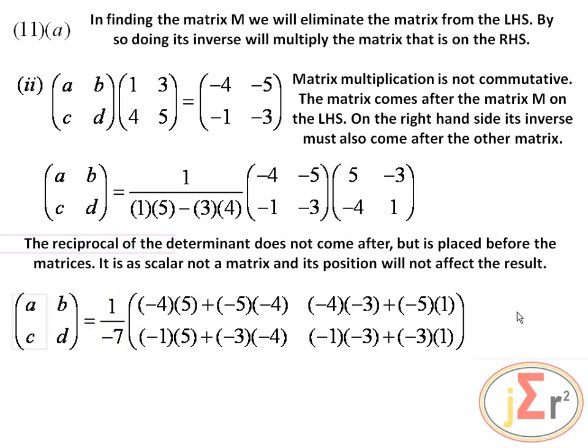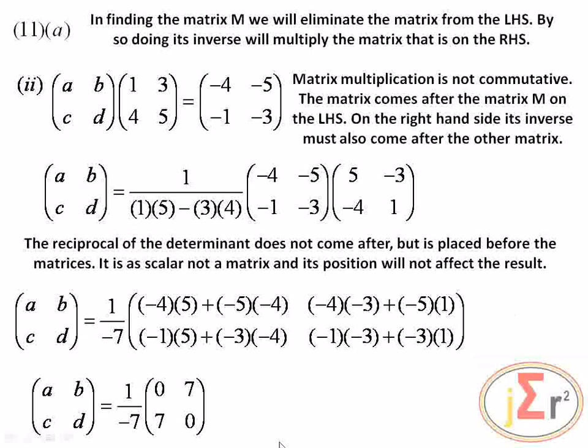In simplification, we get 1 over -7, times 0, 7, 7, 0. And the arithmetic operation at the end will not be too difficult. So A is equal to 0, B is equal to -1, C is equal to -1, and D is equal to 0.